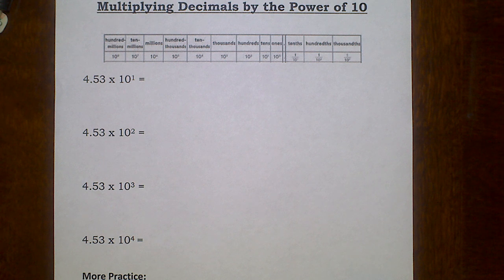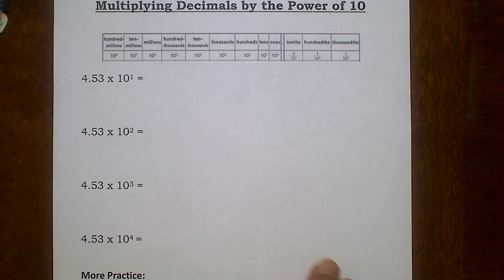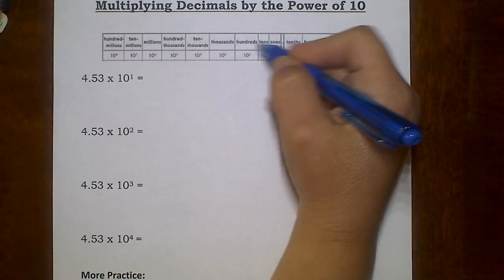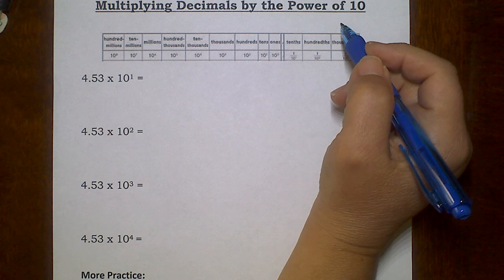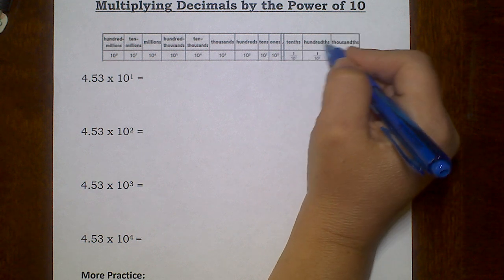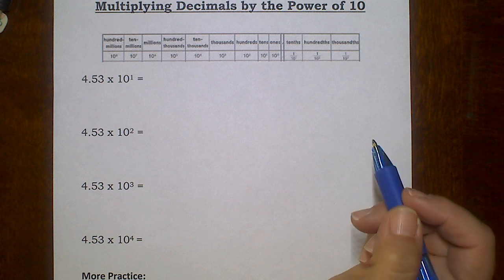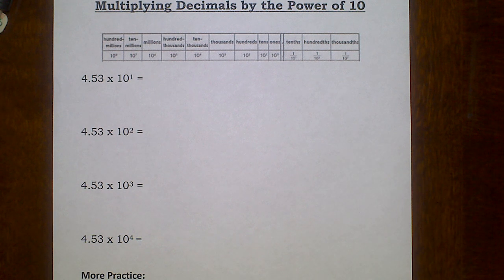If you look here, I have the place value chart at the top of the page. Just as a refresher, if your decimal point is here, everything to the left of the decimal point is a whole number value. Anything to the right is a decimal or fractional value. Today I'm going to show you some quick tricks of how to multiply decimals by the power of 10.